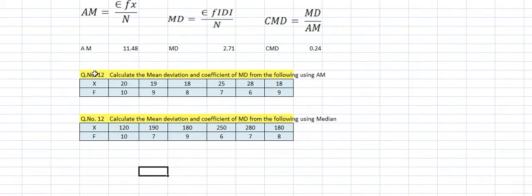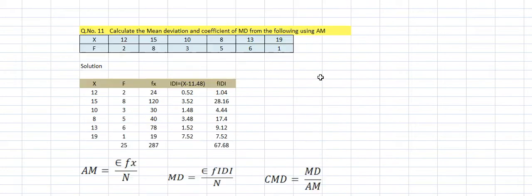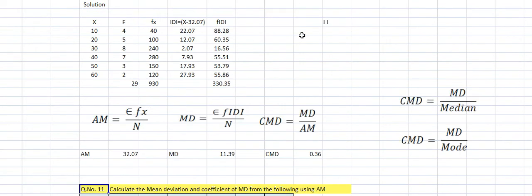Okay, question number 12 is assigned to you. The question is the same: calculate the mean deviation and the coefficient of mean deviation using the arithmetic mean. Use the same method as shown here. Two questions are there.